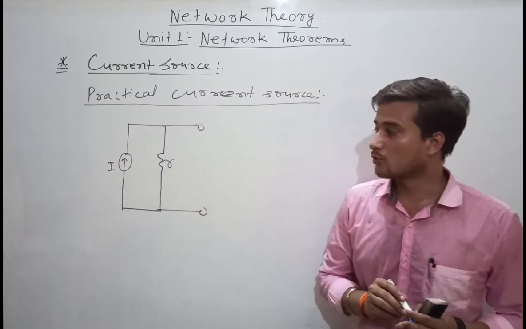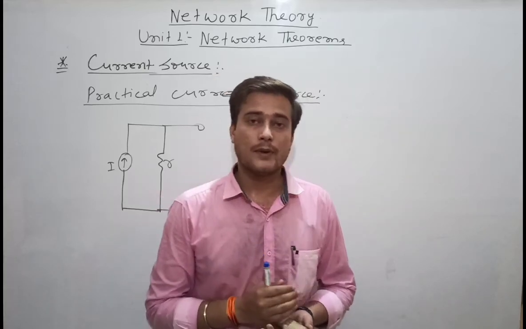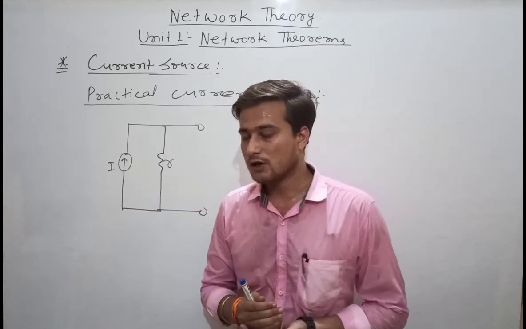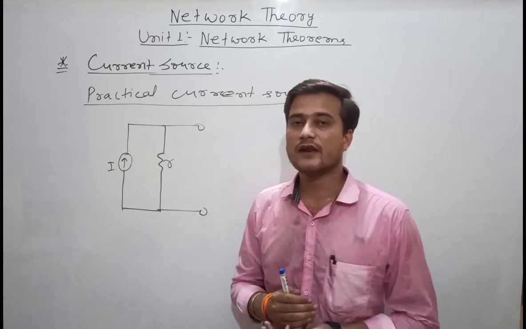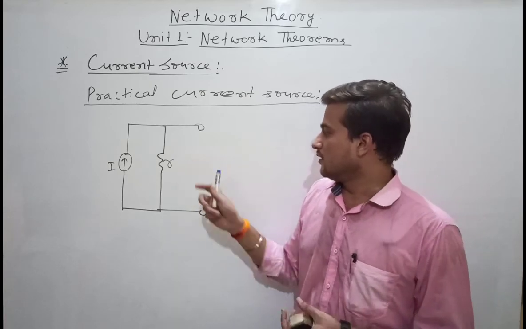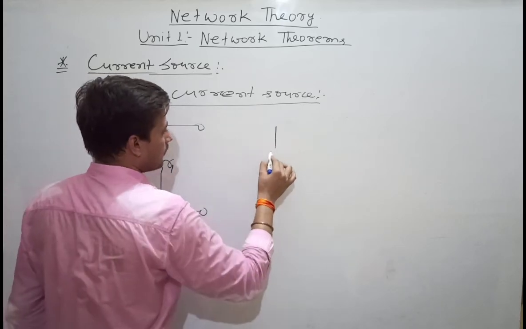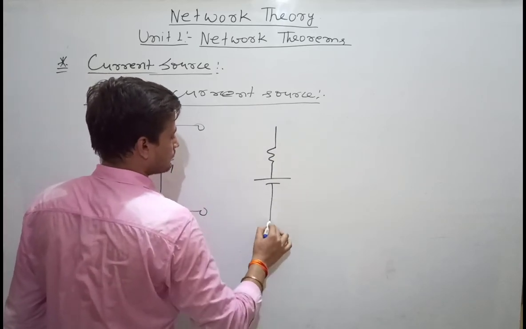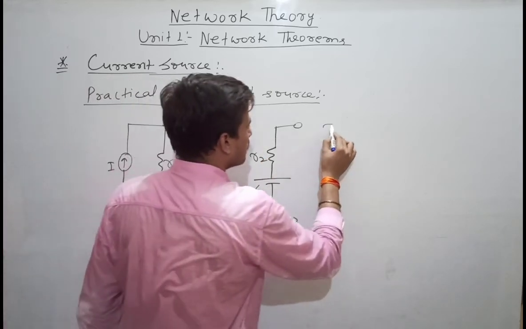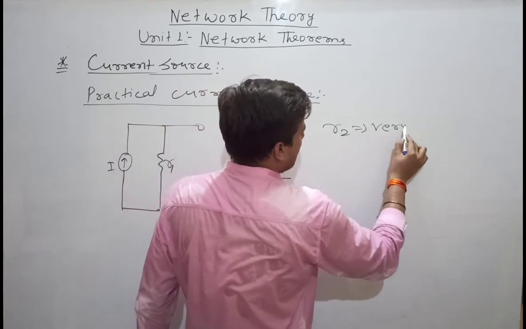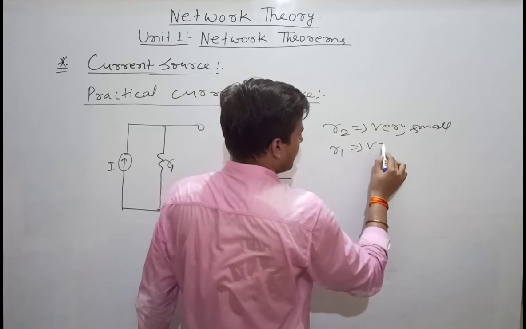Note one more point, that the value of internal resistance of a practical voltage source is very small and the value of internal resistance of a practical current source is very large. That means here you have a practical current source. Suppose its internal resistance is R1. If you are having a practical voltage source V, suppose this is R2. So you will write R2 very small and R1 very large.